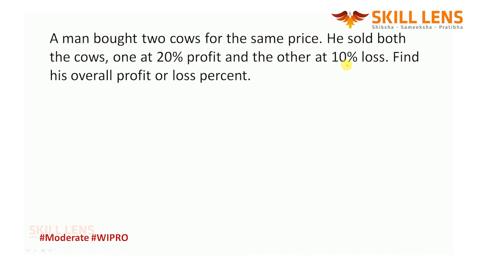This is a moderate question, and these types of questions have been asked in the Wipro exam. So look at the question. A man bought 2 cows for the same price. He sold the first cow at 20% profit and the second at 10% loss. So, first article and second article, which means cows, the cost price is the same. I am assuming 100 and 100 here.